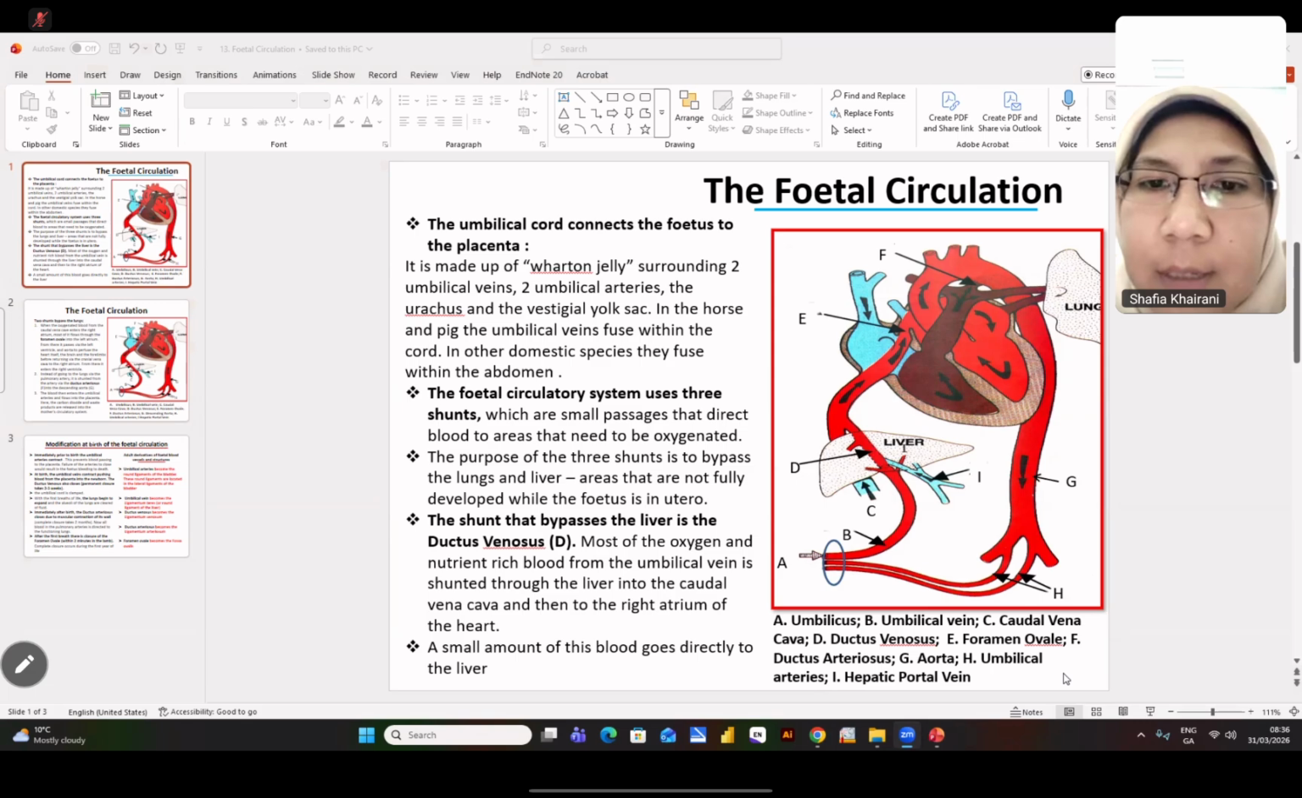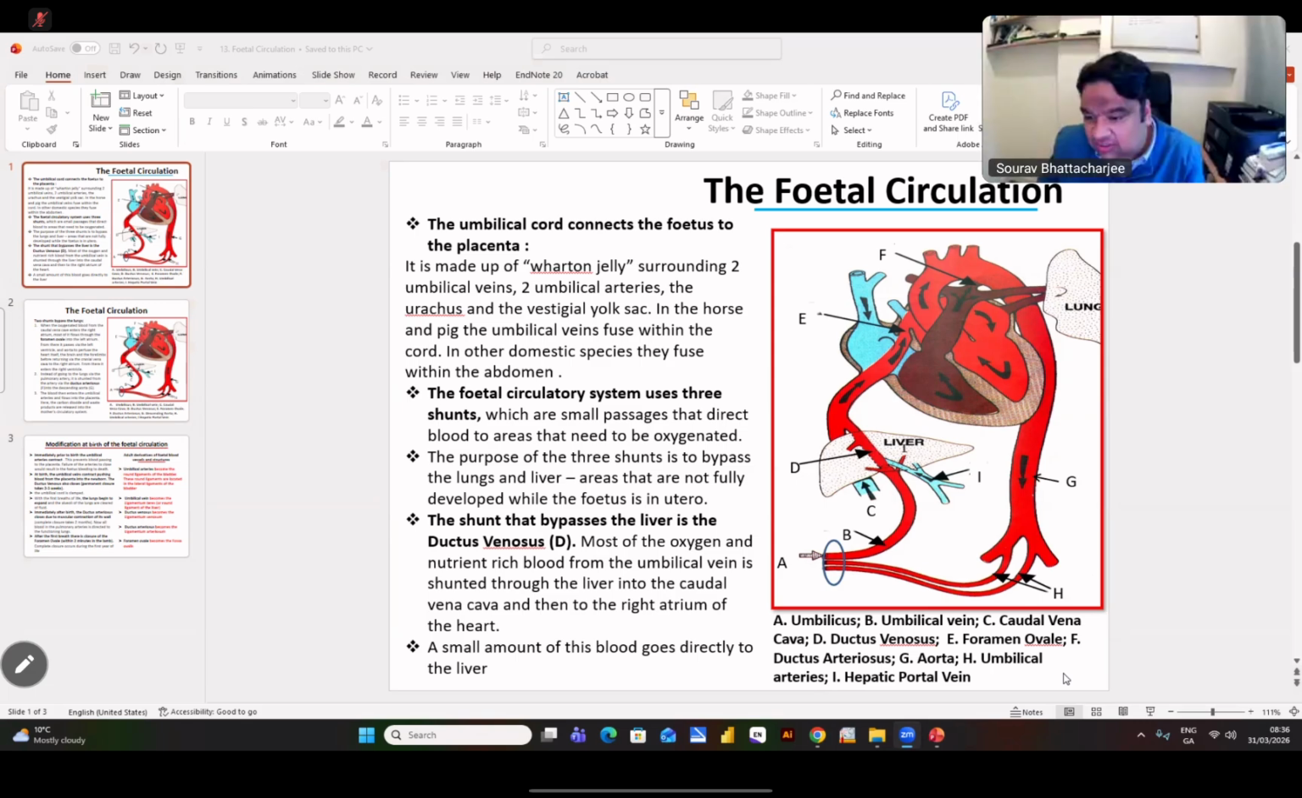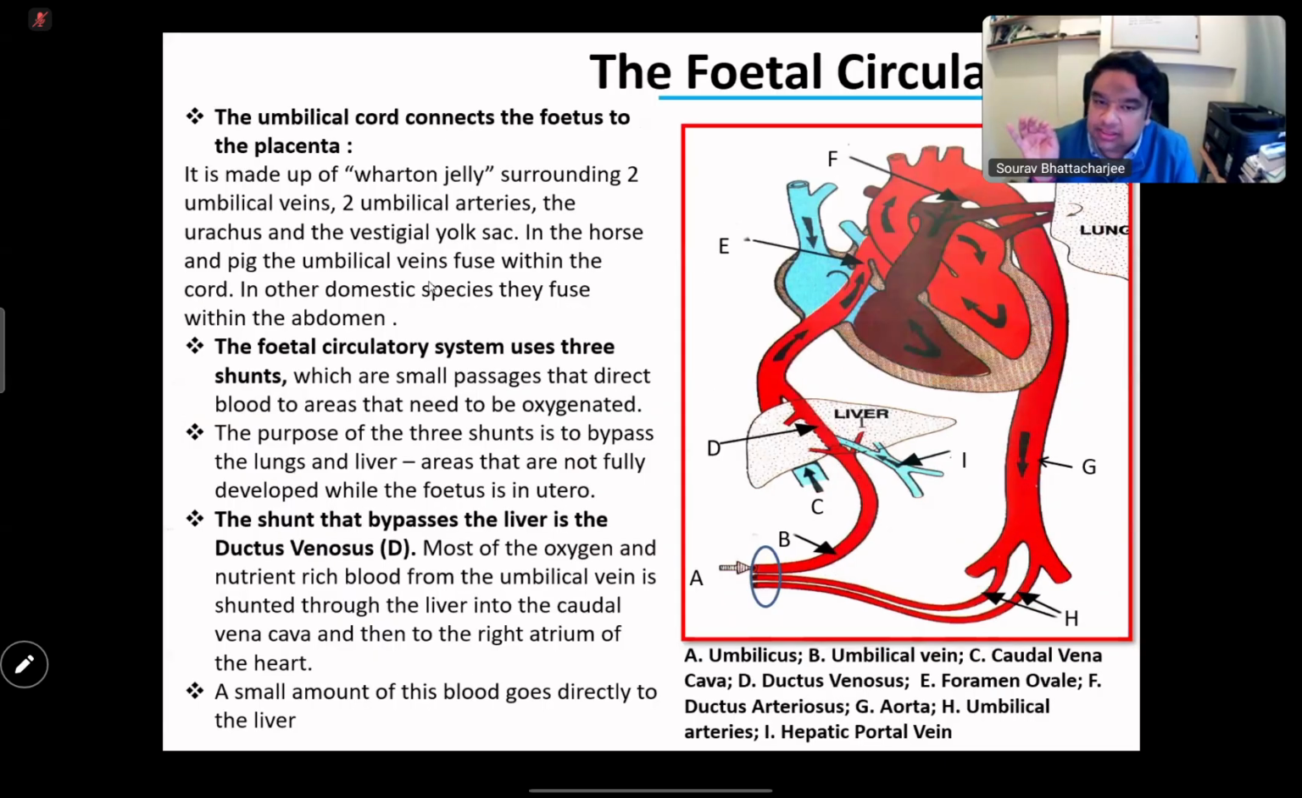Good. Now, let's talk about fetal circulation. Why is fetal circulation so important? It is important because the fetus is completely dependent on the maternal unit. The fetus is dependent on the pregnant mother for nutrition, for gaseous exchange, and everything. And because it is not an independent unit, it has certain amazing features.